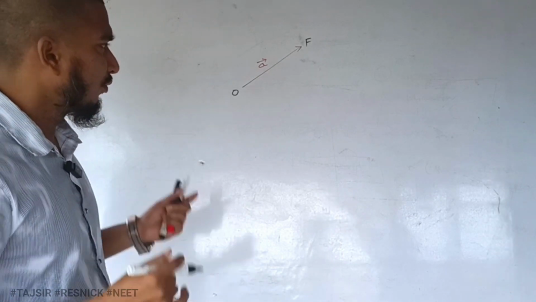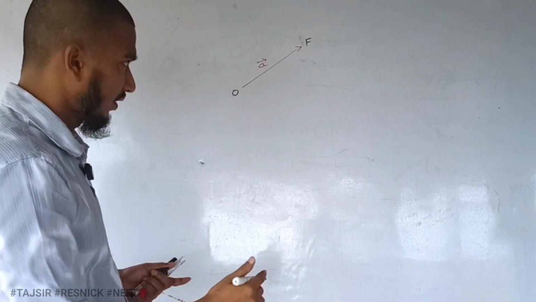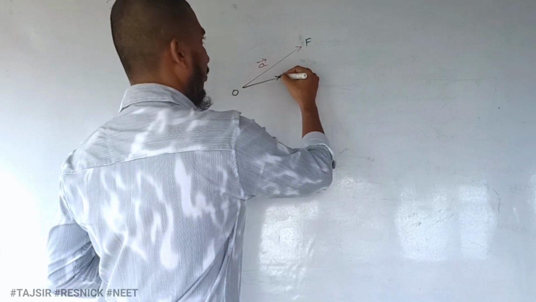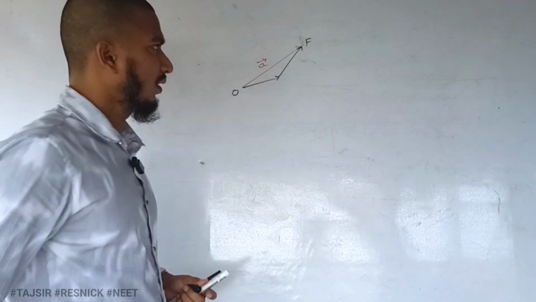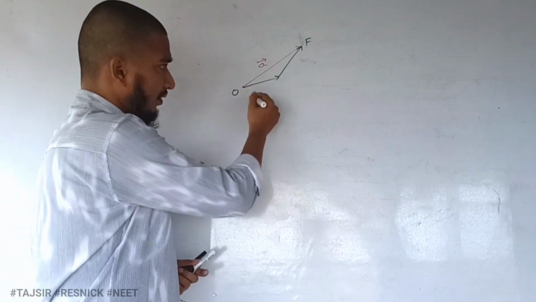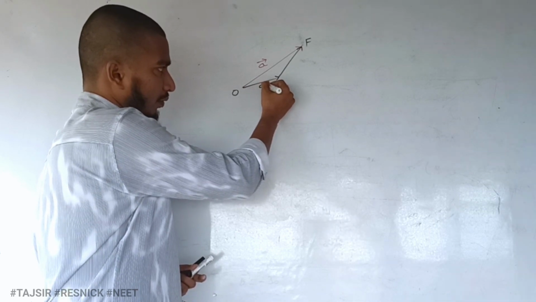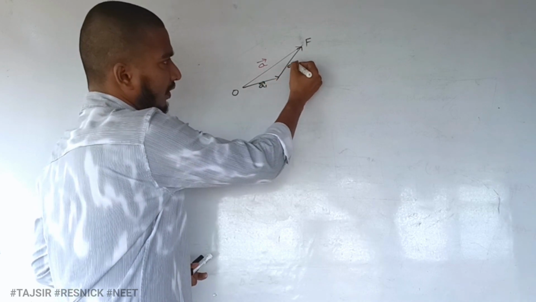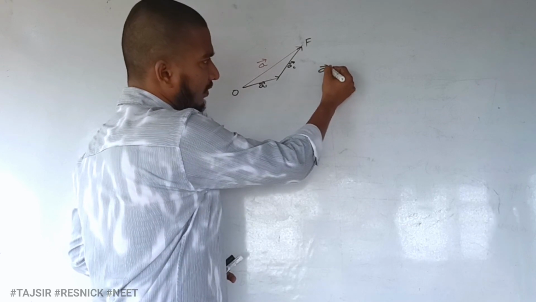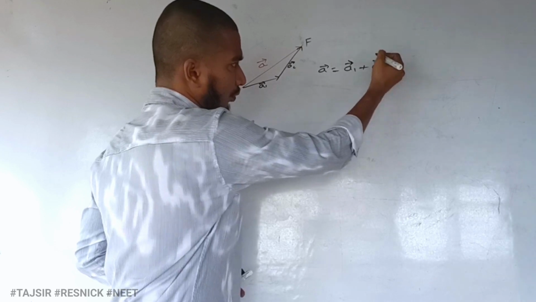We just need to go from point O to F, and we can take many paths for that. Say we move here, and from here we take a second step like this. This is a vector, obviously this is a vector, and we call it vector A1, and this is vector A2. Then we can see that vector A is equal to vector A1 plus vector A2.